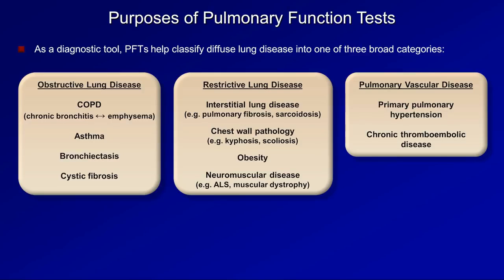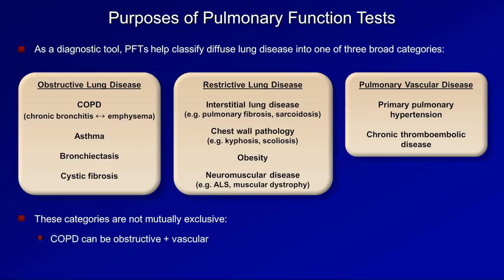For those viewers who already have some prior knowledge of PFTs, inclusion of pulmonary vascular disease in this discussion may seem unexpected since classic teaching of PFTs usually omits this last category. However, as will be discussed in the fourth video on DLCO, pulmonary vascular disease can display a specific abnormal pattern on PFTs of which one should be aware. Remember also that these categories are not mutually exclusive. For example, COPD can present with both obstructive and vascular findings on PFTs, and sarcoidosis, while classically restrictive, can present with any combination of all three.